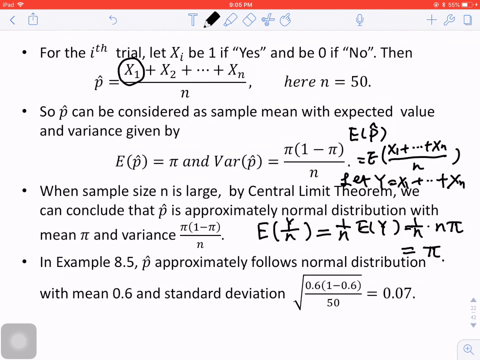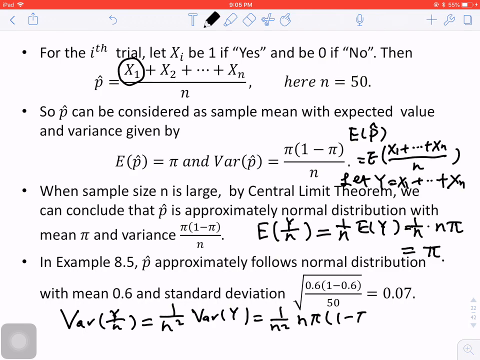Here is pi, right? So here I'm going to write the variance of this one. It's equal to 1 divided by n squared times the variance of y, right? So it's n pi (1 minus pi). So you cancel one of the n's, and it's going to be this, which is this value and this value. Okay?